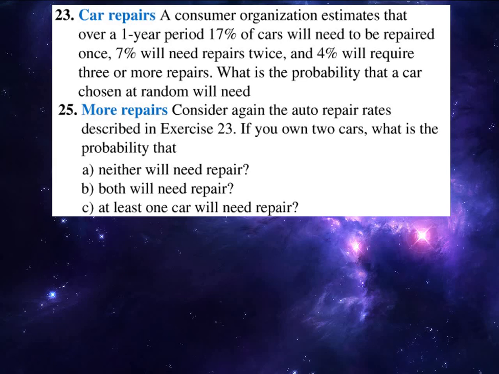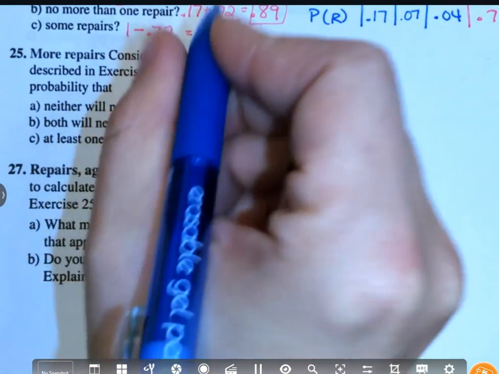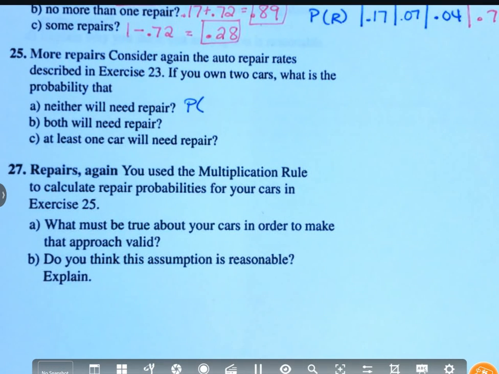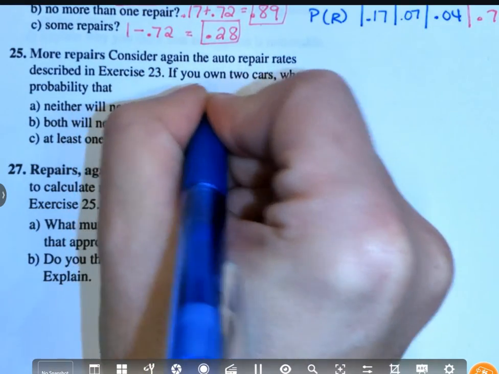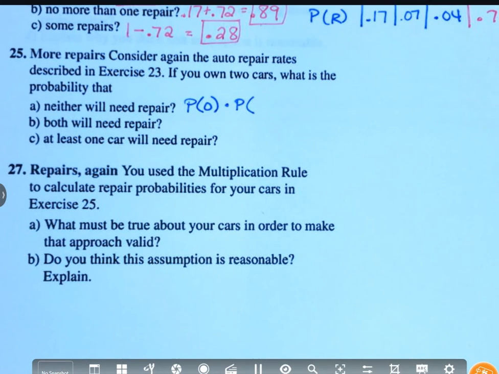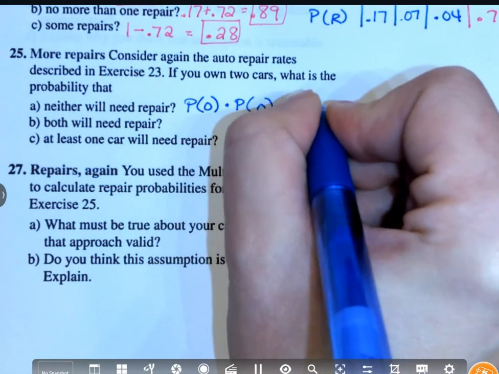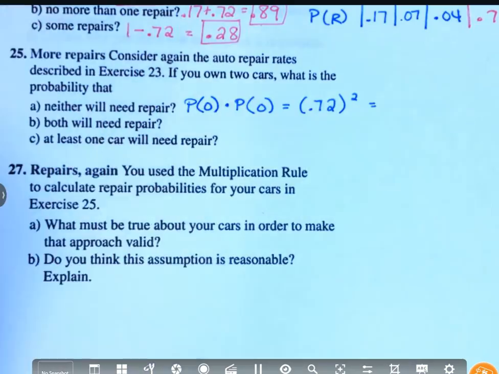Okay. So when they're talking about neither needing a repair, what we're dealing with in that case is 2 separate cars, and we're saying, what should happen for the first car? How many repairs should it need? None. And since we're doing one event and then another event, we're multiplying, and we're saying the other car is a... How many repairs? None also. So just kind of showing you how this works out. So I would have done 0.72 squared, and what does that give you?